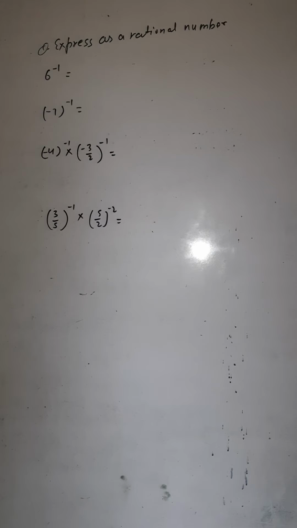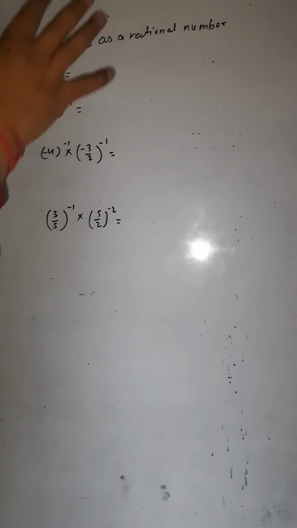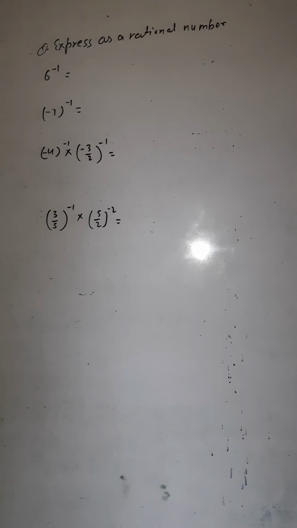Now these are the next set of questions, where you have to express all the given questions as a rational number. Okay, rational number you might be knowing. Express as a rational number. A rational number means one which can be written in the form of p by q. So in p by q form you have to express all the given questions here. Okay, so let's solve the first one.